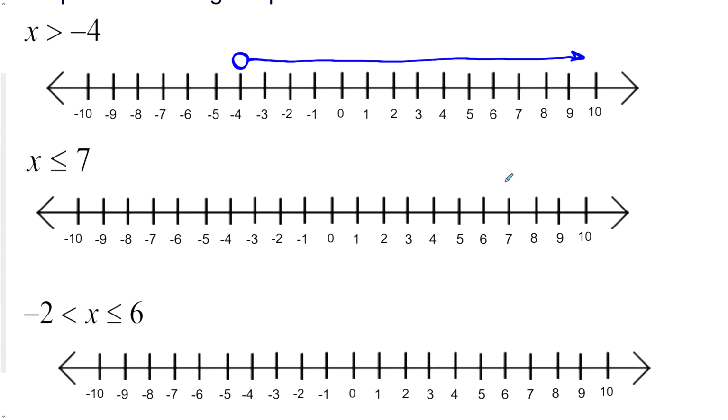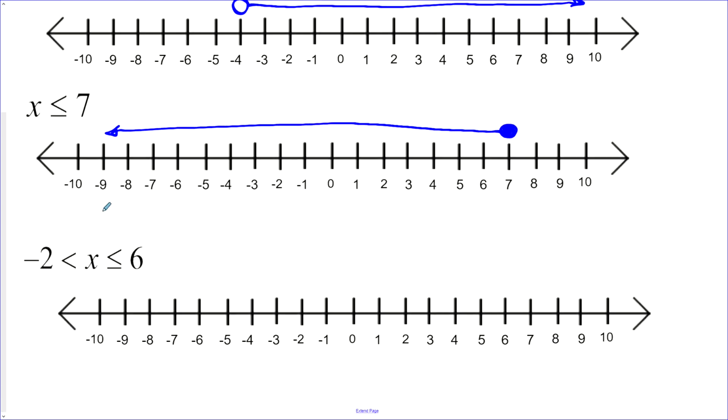Next, x is less than or equal to 7, so we find 7 here, and this time we can close the circle. We can equal 7 and be less than, and so less than would be this side.